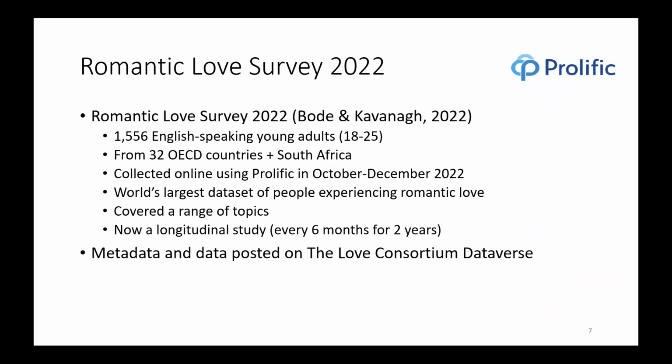We got our data from the Romantic Love Survey 2022, which is a sample of 1,556 English-speaking young adults aged 18 to 25 from 32 OECD countries and South Africa. It was collected online using Prolific between October and December 2022, and it is the world's largest data set of people experiencing romantic love. It covered a range of topics, and it's now a longitudinal study with data collected every 6 months for 2 years. The metadata and the data is posted on the Love Consortium Dataverse.